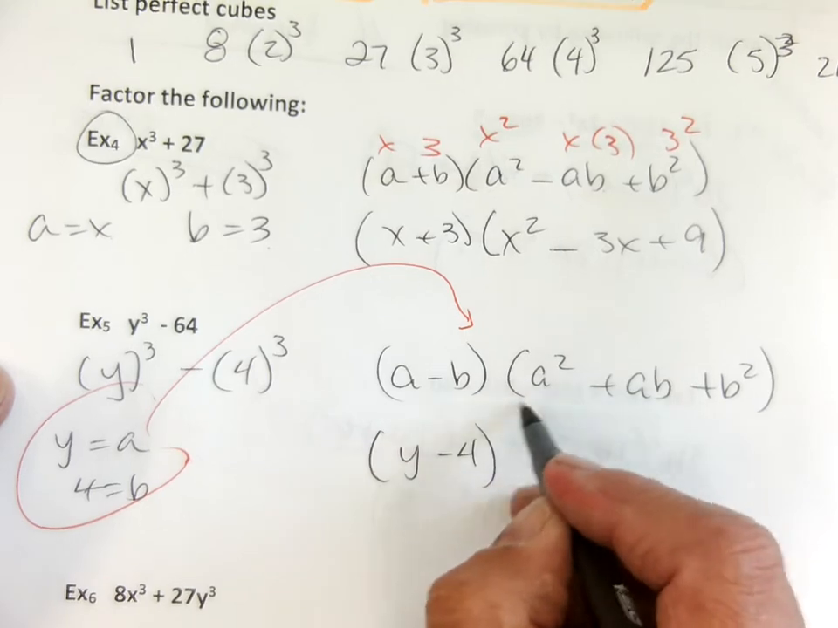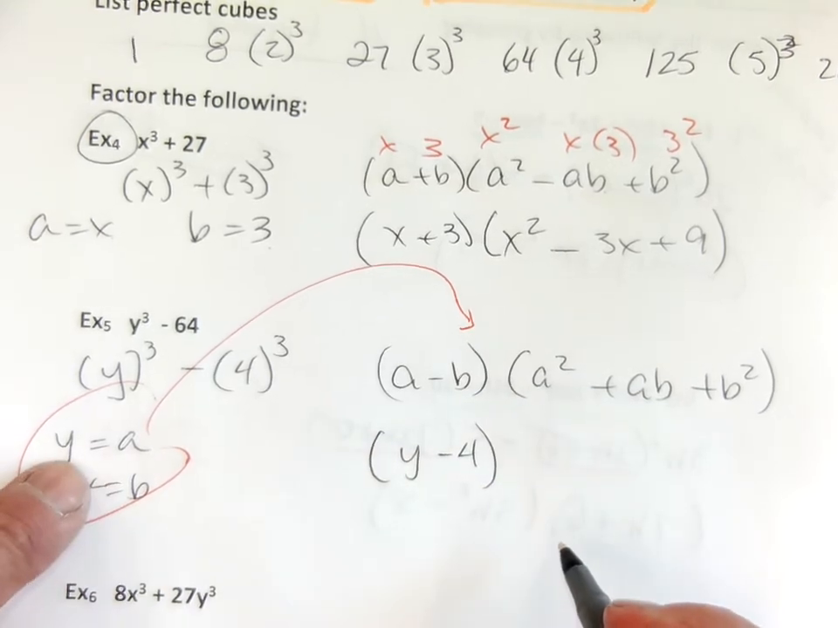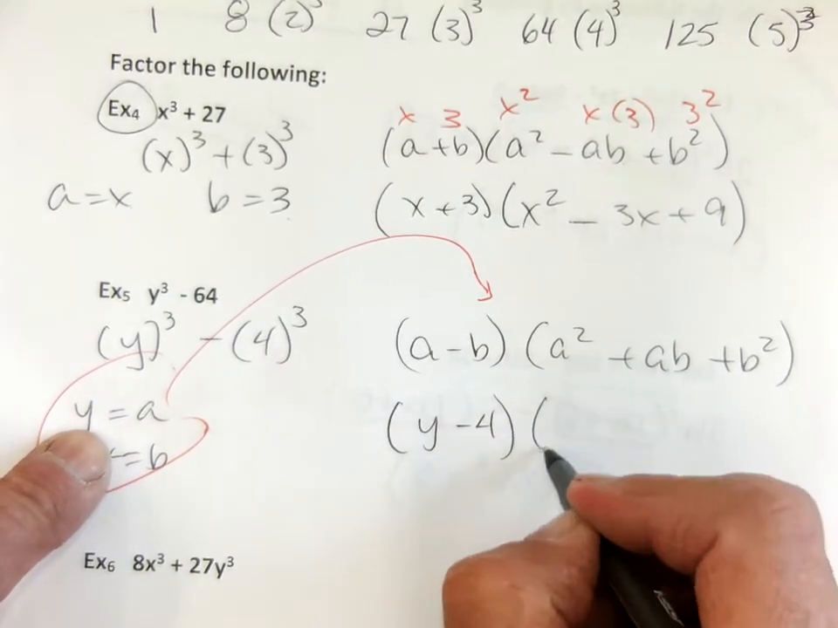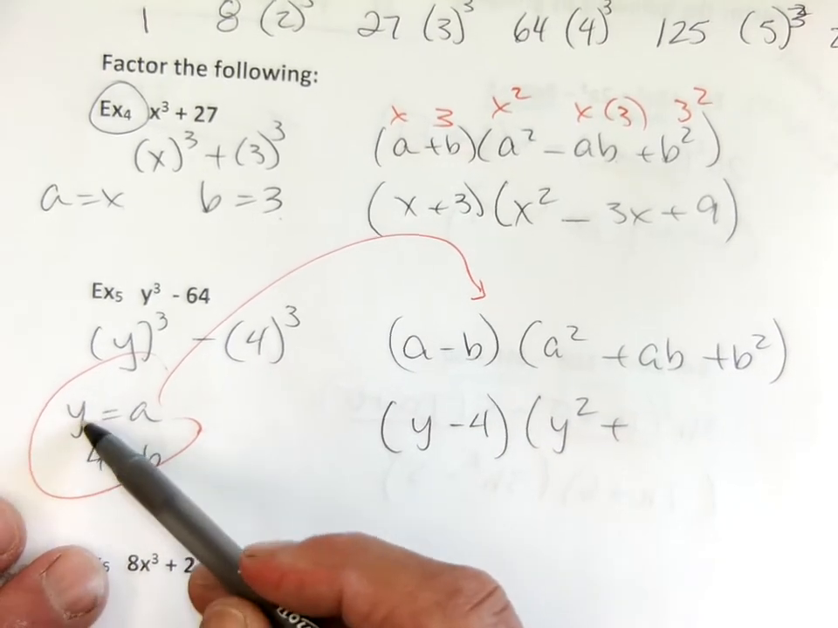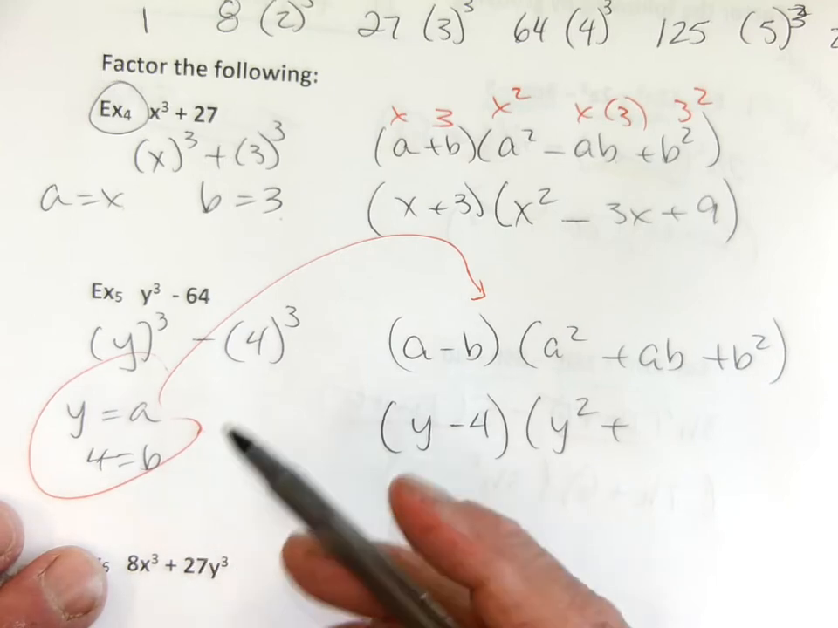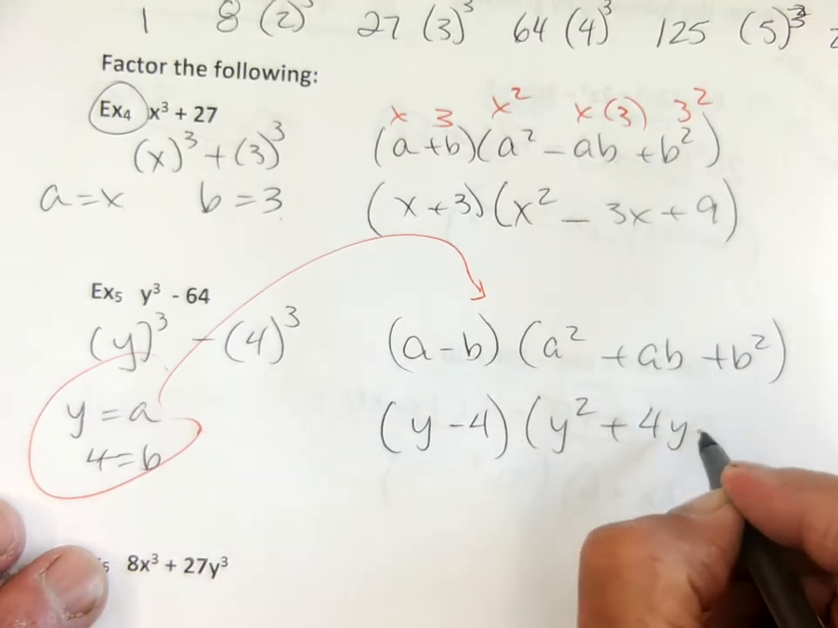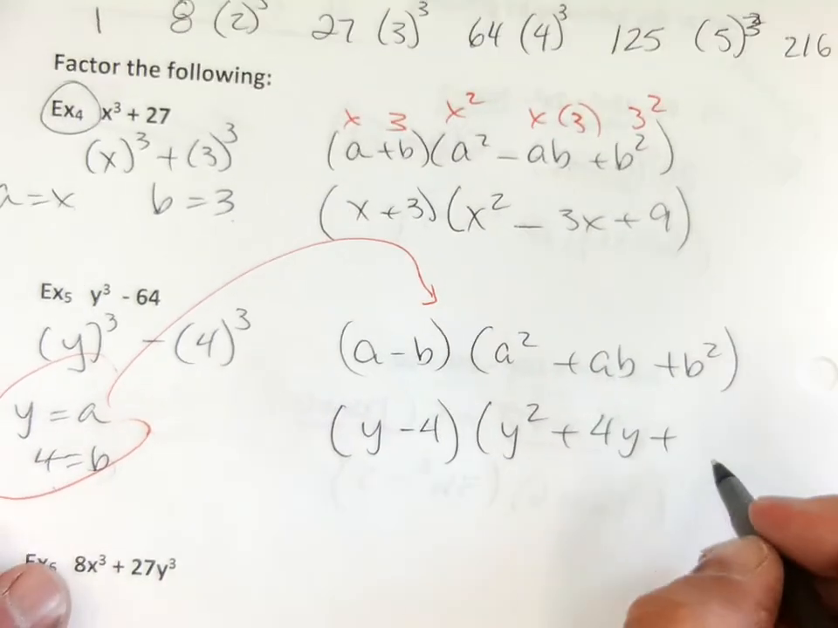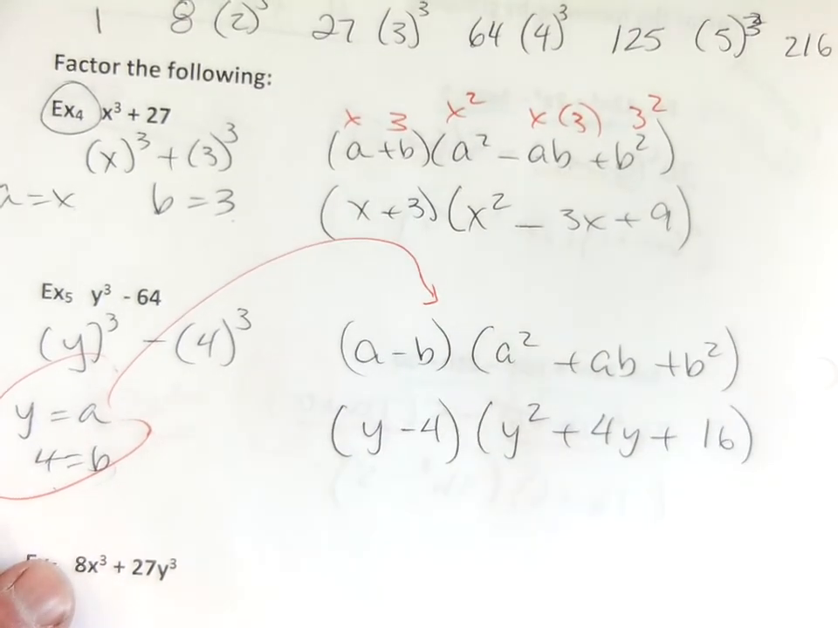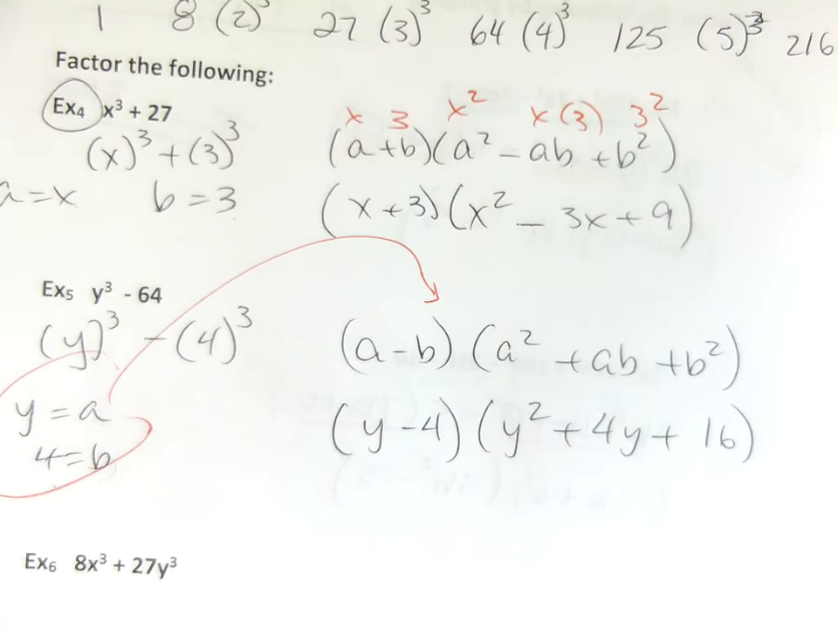Instead of a squared, it's going to be y squared, right? Plus ab, which is these two multiplied to each other. Ab is y and 4, or 4y. Plus b squared. Well, b is 4. What's 4 squared? 16. Done. That's it. Isn't that easy? There's no thinking. It's not like factoring. Sometimes factoring is hard because you have to think, right? You do a puzzle. All you do on this one is just plug them in.